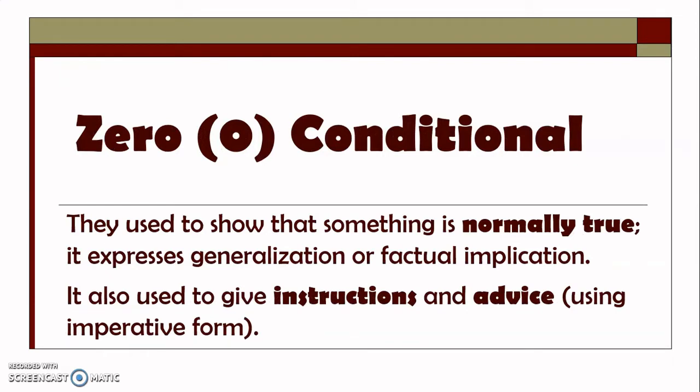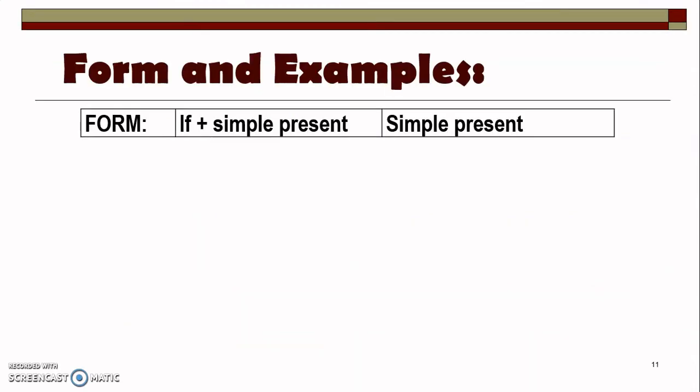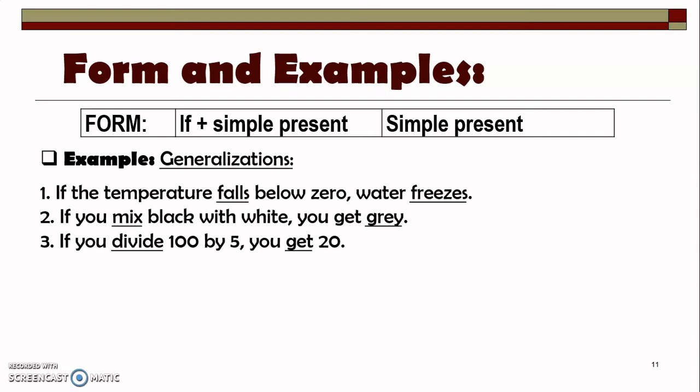First, the zero conditional. Zero conditionals are used to show that something is normally true. So they express generalizations or factual implications. A further use of the zero conditional is to give instructions and advice. Now let me give you the form and examples. The structure of the form is that the conditional clause has if plus simple present tense, and the main clause uses simple present tense. Let me give you some examples.